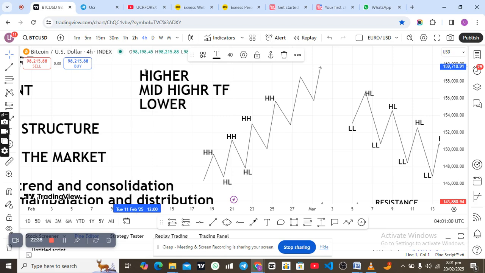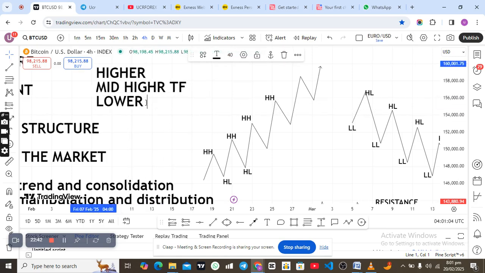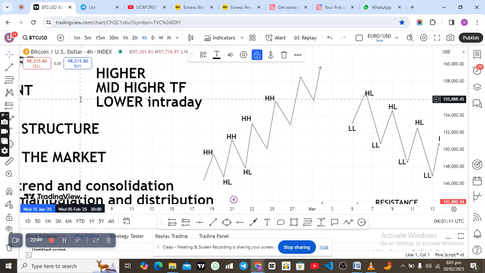This lower time frame can still be called an intraday time frame. Can still be called what? An intraday time frame. So whenever you hear somebody mentioning intraday time frame, the person means lower time frame.